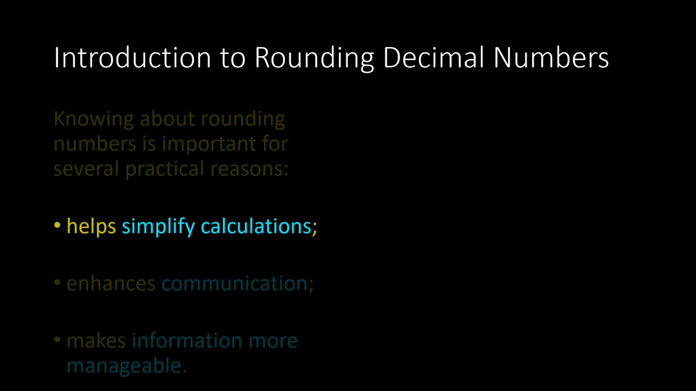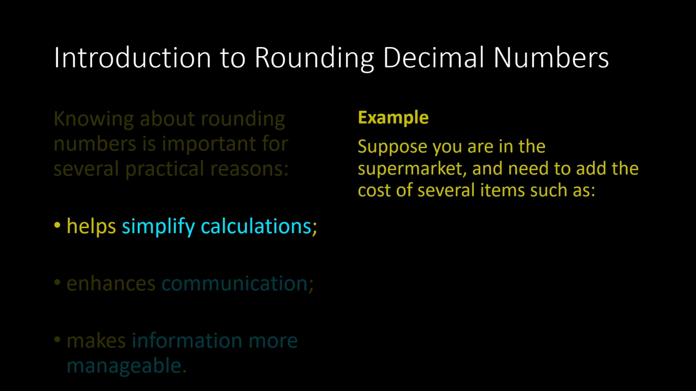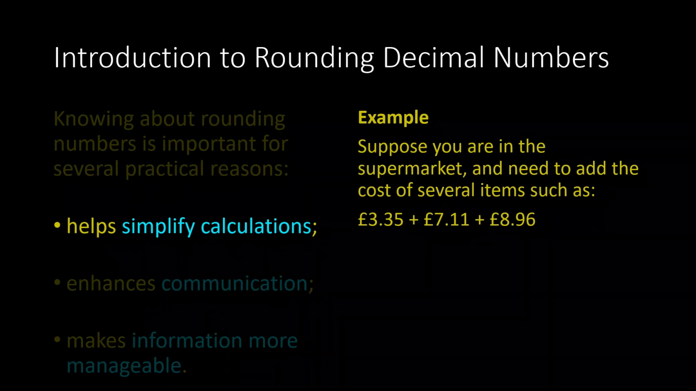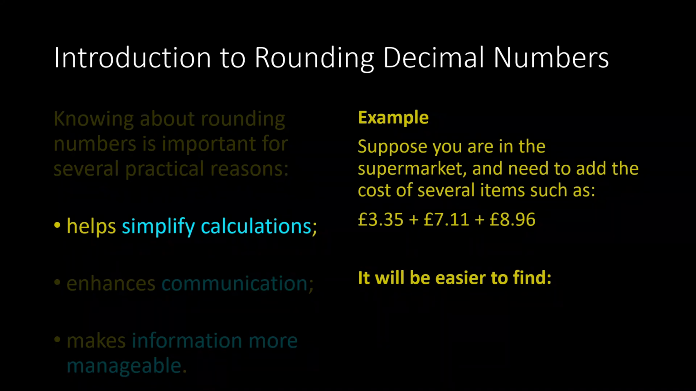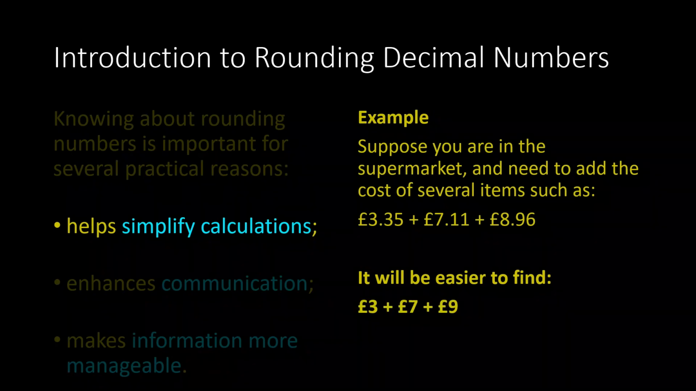Let's take a look at examples. If you are in the supermarket and need to add the cost of several items, such as £3.35 plus £7.11 plus £8.96, it will be much easier to find £3 plus £7 plus £9, which is of course equal to £19.